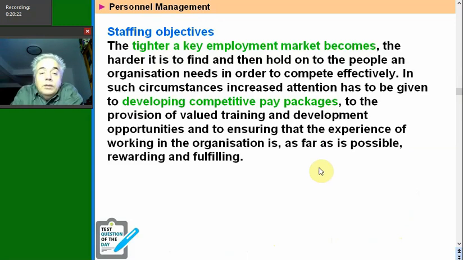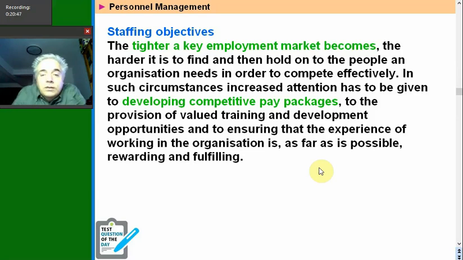Okay, now still on staffing objectives. This is kind of at the end of this part here. The tighter a key employment market becomes, the harder it is to find and then hold on to the people an organization needs in order to compete effectively. So it means the scarcer they are, or maybe it's a very high skill position, it's going to be harder to find and retain those people.